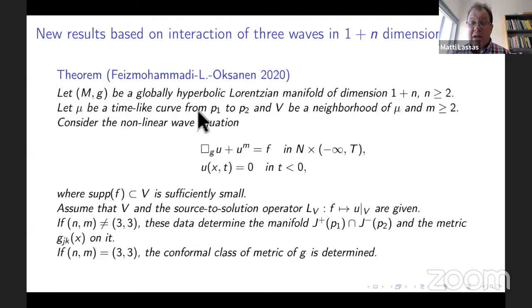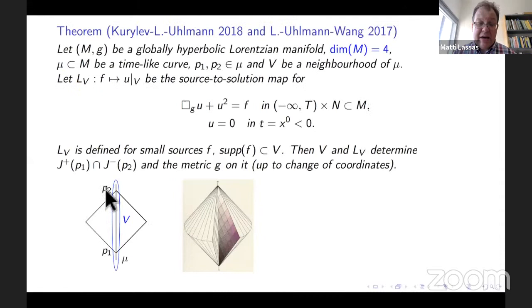So again, let's consider a similar setting. We have a globally hyperbolic spacetime of now arbitrary dimension, where n is larger than two. We have a time-like curve from point P1 to P2, and its neighborhood. Then we consider this nonlinear equation with arbitrary power n. Then we consider the source-to-solution map that maps a source supported in this small neighborhood V to the solution restricted to V. And if the dimension and the power are not both three, then this data determines the causal diamond. You can define the metric inside this causal diamond. The picture here is just the same as earlier.